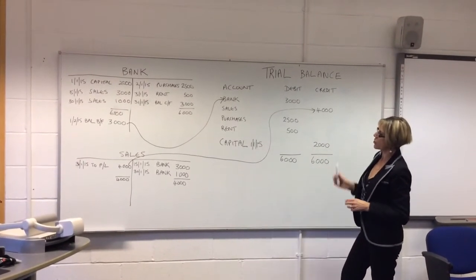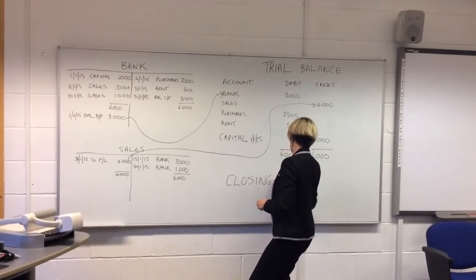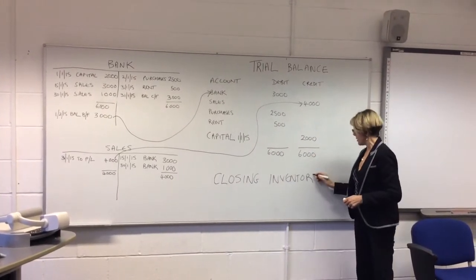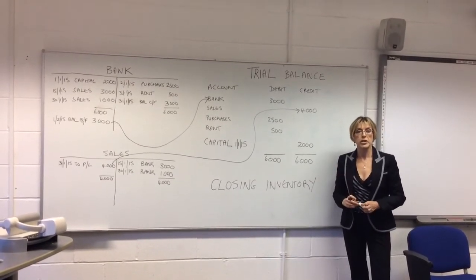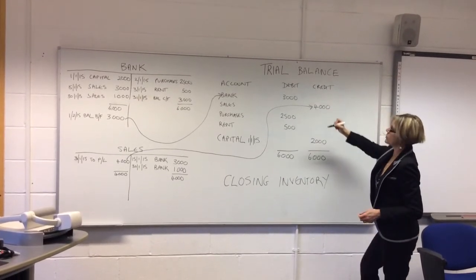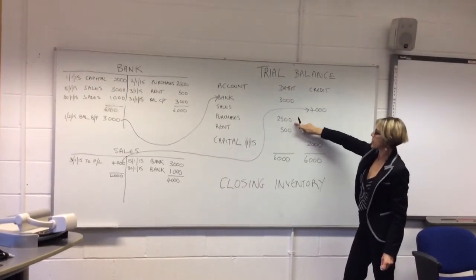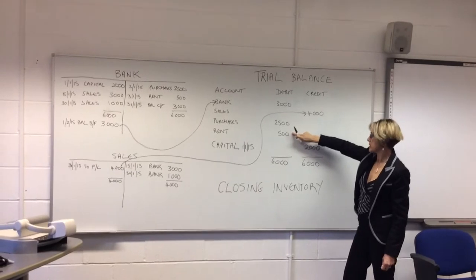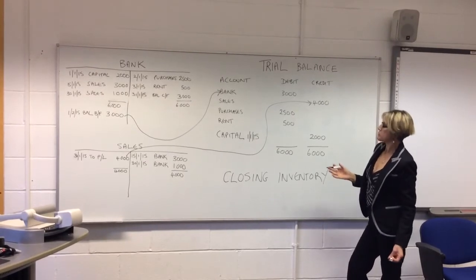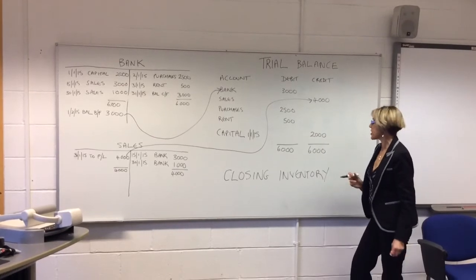The other thing we haven't allowed for here is the old problem of closing inventory or stock. And again, that is an adjustment after we've done our trial balance. Because at the moment, if you look at what you've got here, you've got 4,000 of sales and 3,000 here of total costs and expenses. So it looks as though the business has made a profit of £1,000. Sales, less the purchases, less the rent, we have a profit of £1,000.